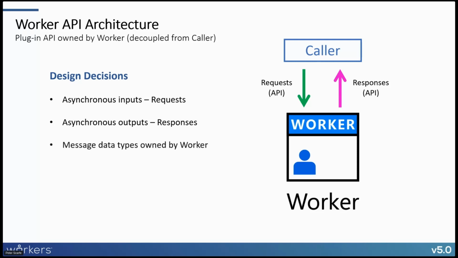The data types in the request and response messages are owned by the worker itself and not by the caller, meaning that a worker will have no dependencies from its caller and is therefore decoupled from its caller. And because a worker is decoupled from its caller, a worker will have a high reuse value, can easily be shared between projects, and you can also easily add them to your worker user library.